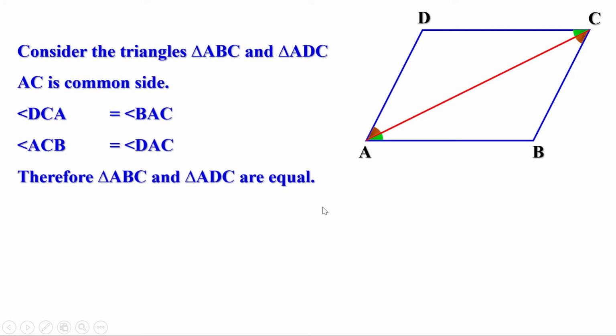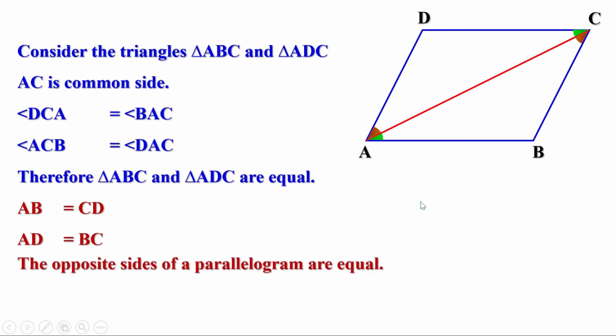That is, triangle ABC and triangle ADC are equal. Since the triangles are equal, the sides opposite to equal angles are equal. Opposite to this angle is AB, opposite to this angle is DC. So, AB and DC are equal. In the same way, these two angles are also equal. Opposite to them are AD and BC. So, AD and BC are also equal. That means both pairs of opposite sides of a parallelogram are equal.